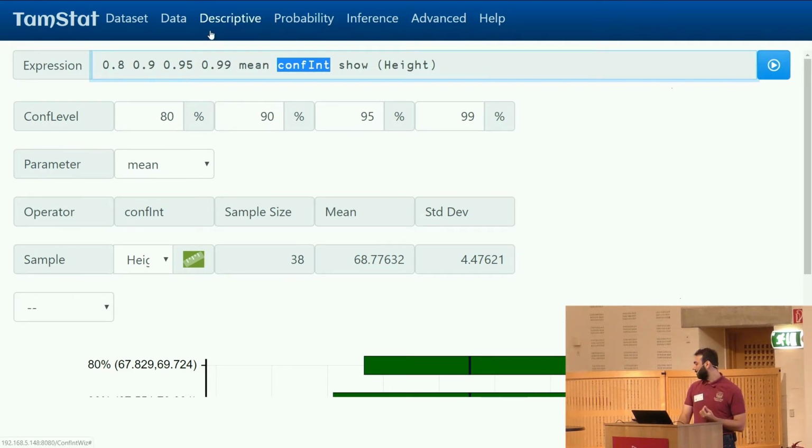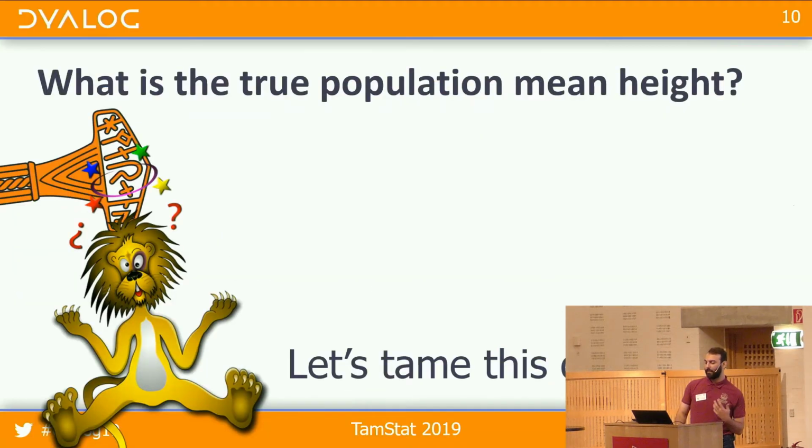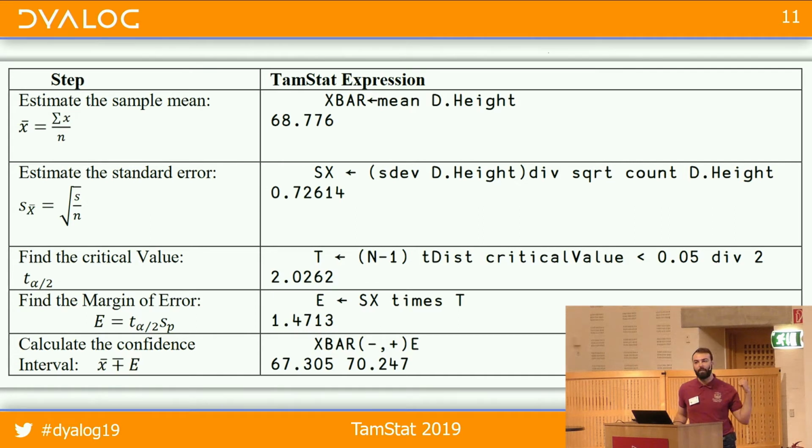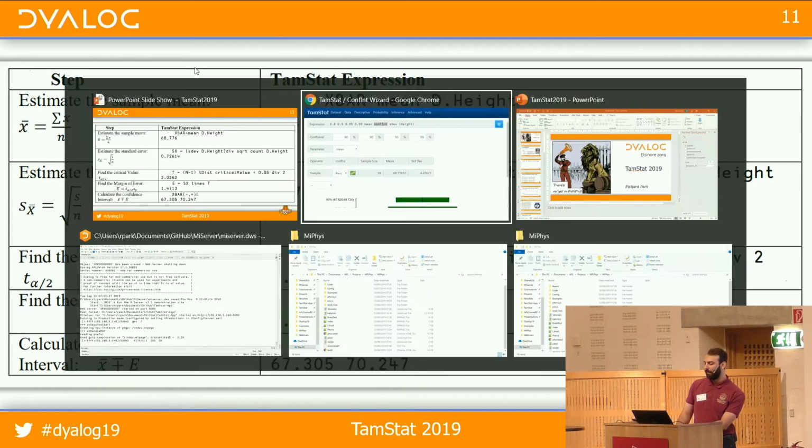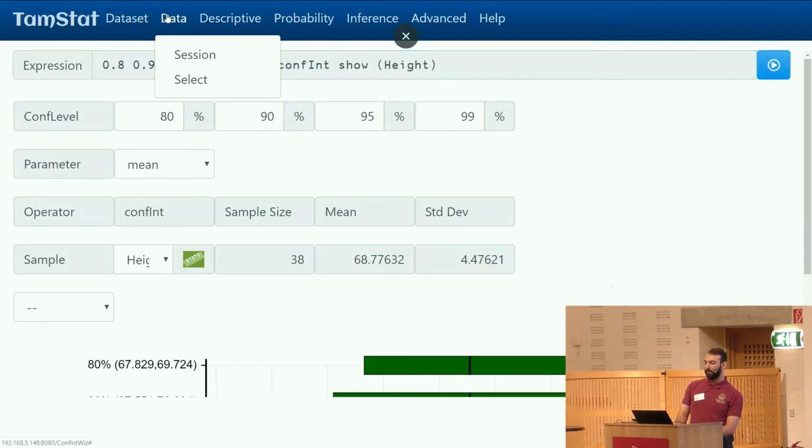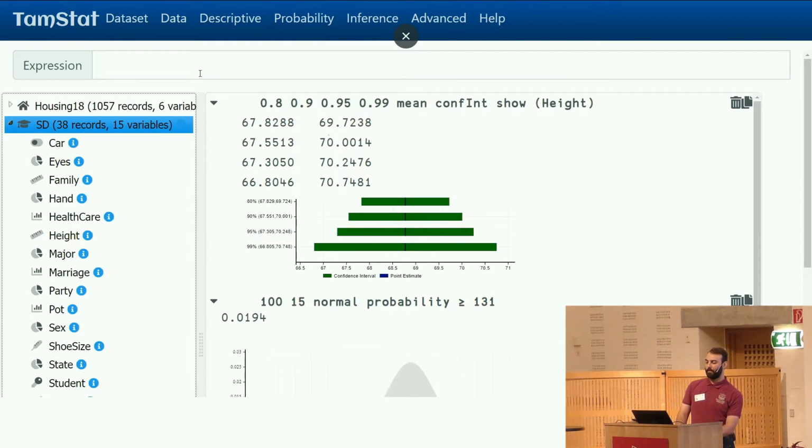So I did have with me the TamStat guide, and it gives you the step-by-step how to construct a confidence interval. Let's build this up inside TamStat. So the first thing you need is an estimate of the mean. Well, let's go to the session and look at the data first.